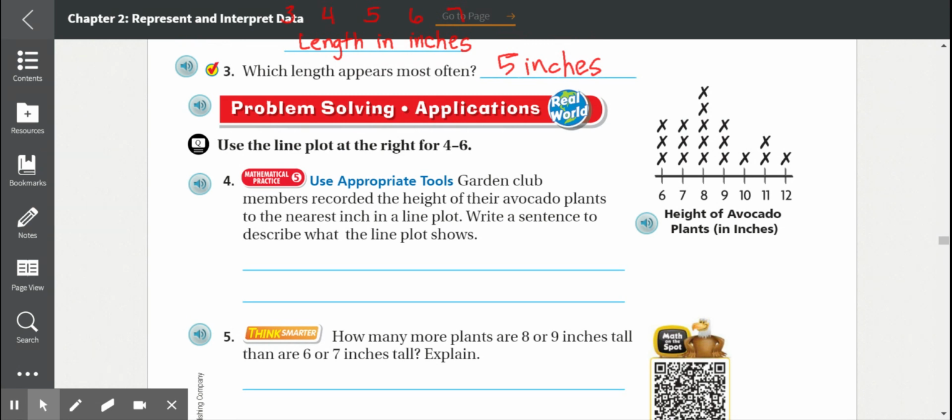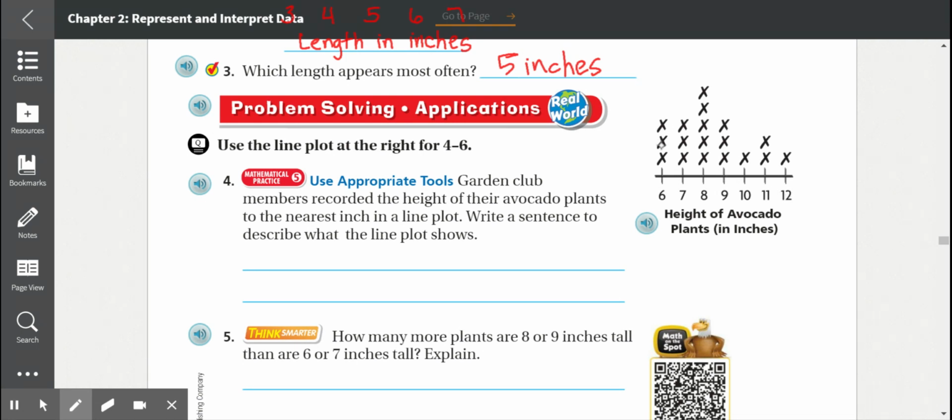Okay, use the line plot at the right for 4 through 6. So let's just look at this line plot. It's called height of avocado plants in inches. So somebody measured a bunch of different avocado plants, and then they measured how many were these inches tall. So we have 6 inches, 7, 8, 9, 10, 11, and 12 inches.